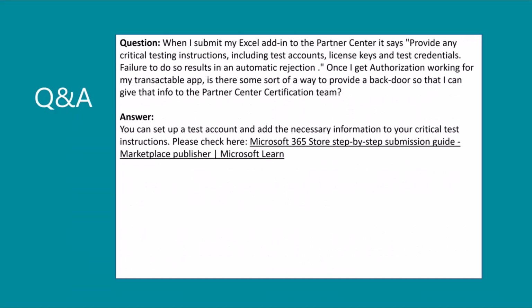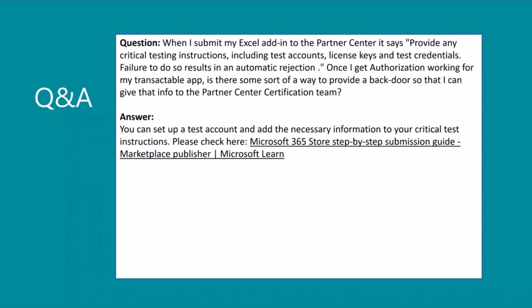Right. So the next one is: when I submit my Excel add-in to Partner Center, it says to provide any critical testing instructions, including test accounts, license keys, and test credentials. Failure to do so results in automatic rejection. Once I get authorization working for my transactable app, is there some sort of way to provide a backdoor so that I can give that info to the Partner Center certification team?